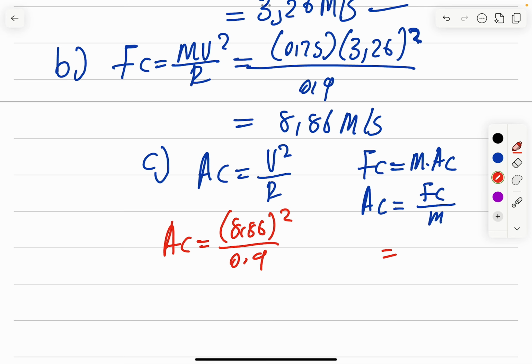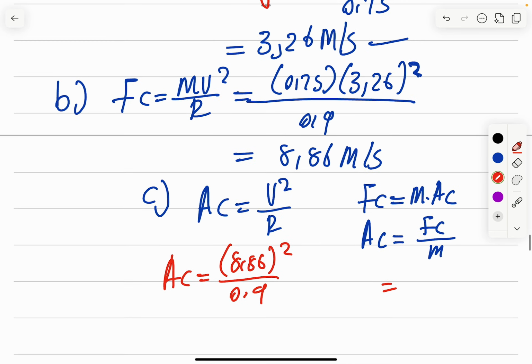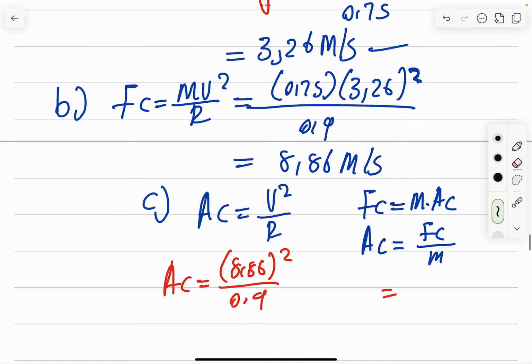This side, I substituted the wrong things. This SI unit is wrong. The SI unit here is newtons. That is why I chose this thing, which is wrong.